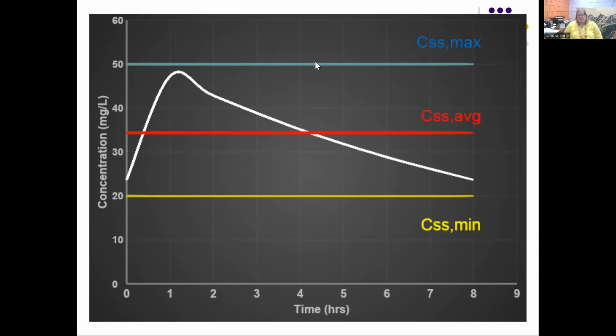So this is your CSS max, this is your CSS min, and this is your CSS average. Actually here, this is your CSS min, this is your CSS max, and your CSS average is the average concentration over time. It doesn't mean middle concentration. It means the average concentration over time, which we get by measuring the area under the curve and dividing it by the amount of time between each dose. So the dose interval.